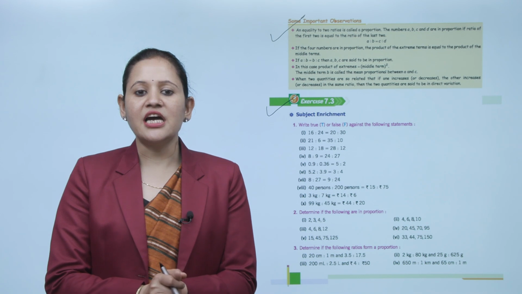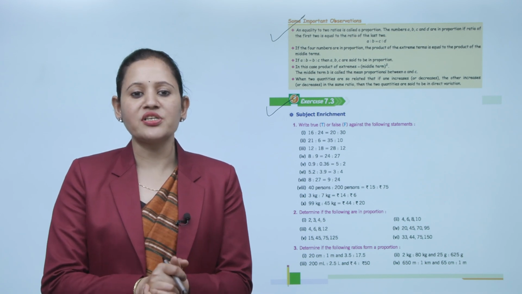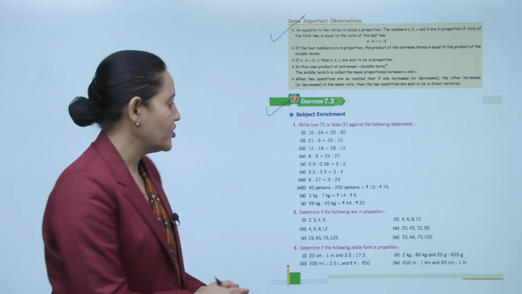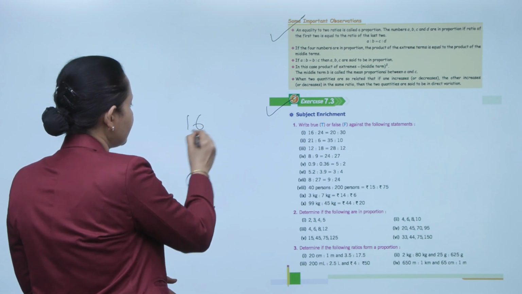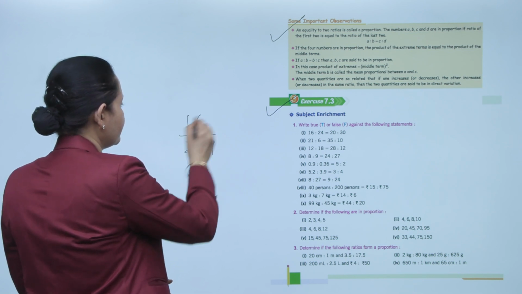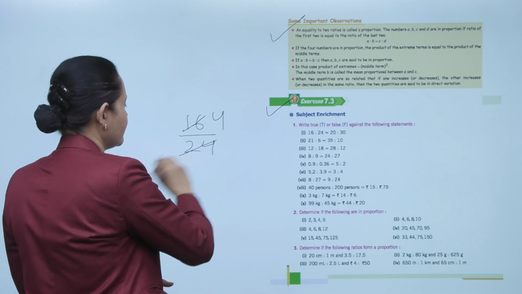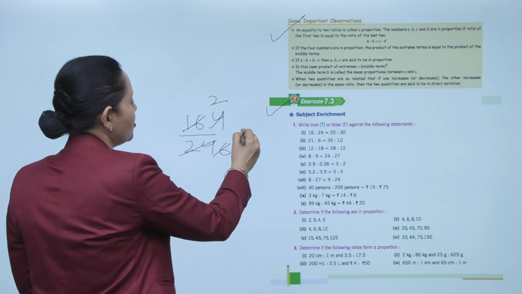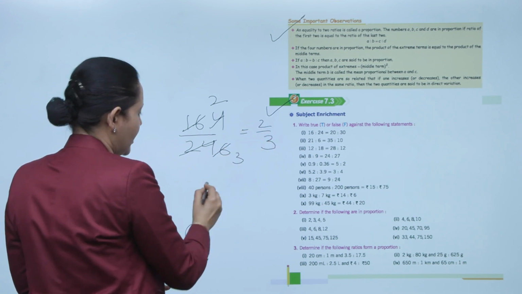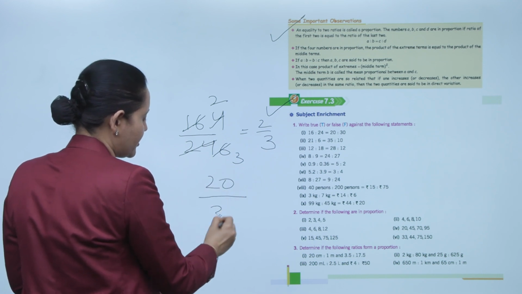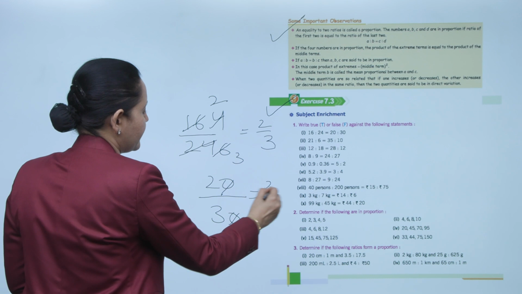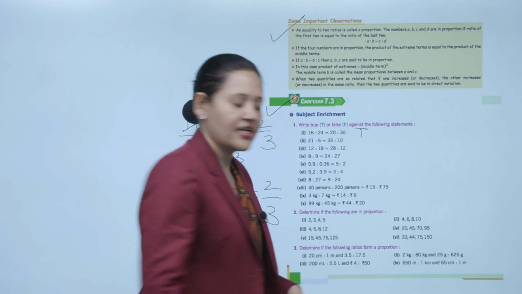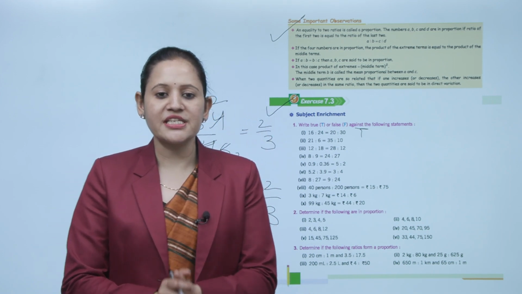Subject enrichment. Write T for true and F for false against the following statement. 16:24 equals 20:30. So we'll check 16/24. Dividing by 8, we get 2/3, and 20/30 is also 2/3. That means it is true, so we'll write T for it. Clear? Practice all the questions of this exercise.